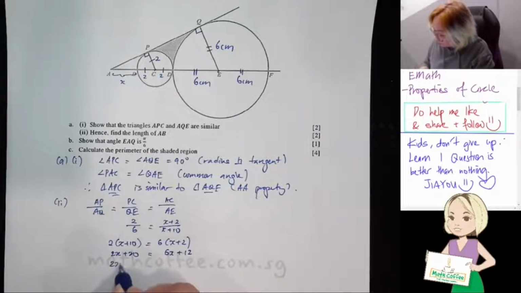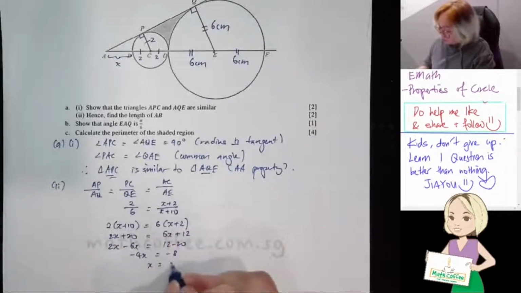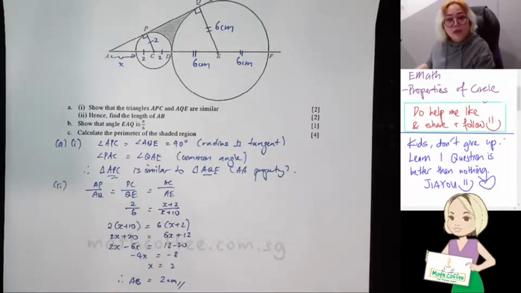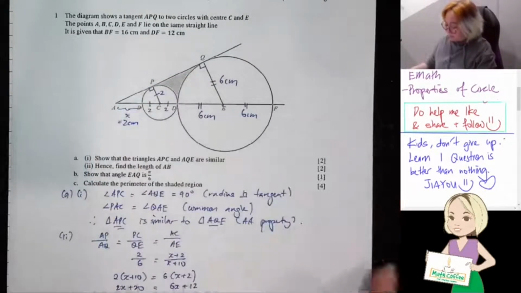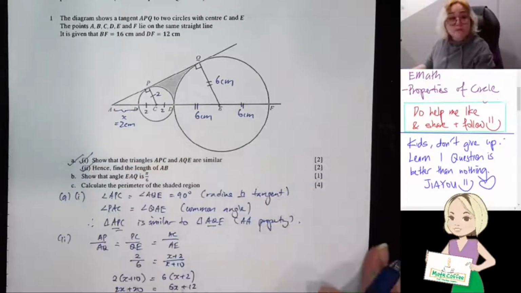So we have 2x minus 6x equals 12 minus 20. Minus 4x equals minus 8. So my x is equal to 2. Therefore, we know that our AB is equal to 2 cm. So once you've done, okay, I know my AB, so put it back into the diagram and you can put here, this is 2 cm. So we are done with this.